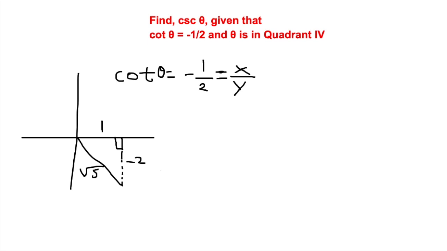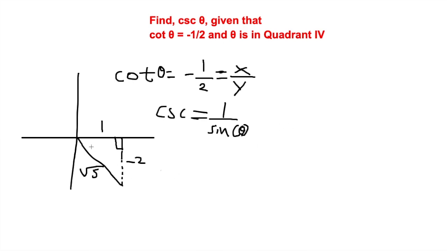Now it says to find the cosecant of theta. So cosecant of theta is just hypotenuse over opposite. But if you don't know that, we know that cosecant is just the reciprocal of sine of theta, 1 over sine of theta, right?